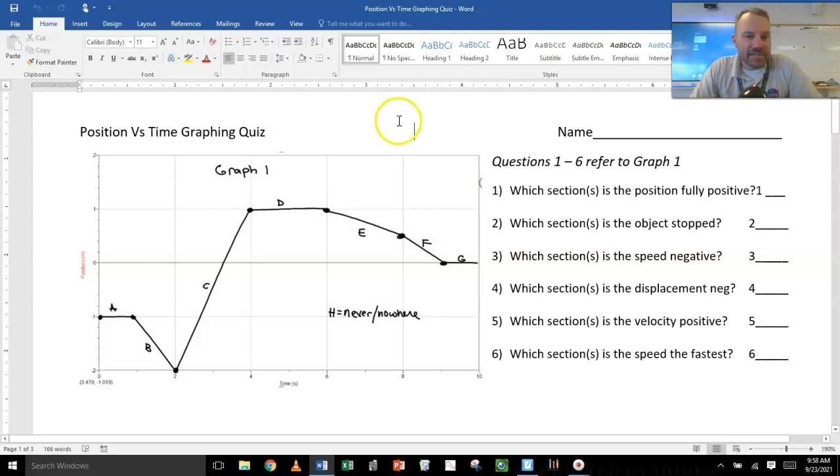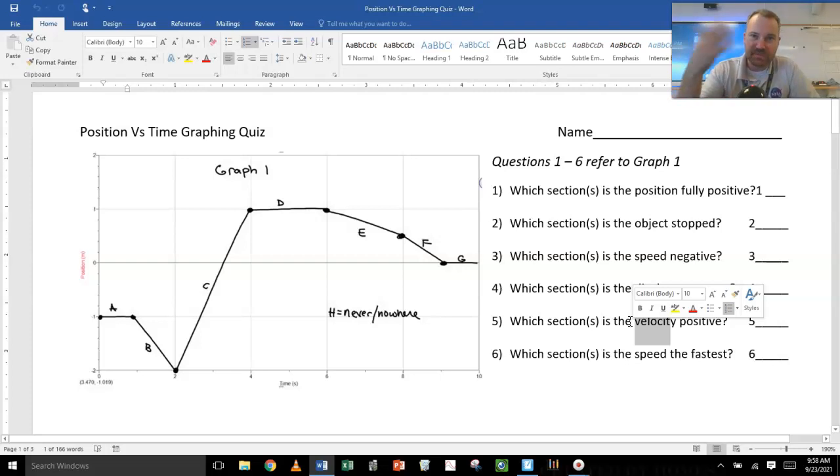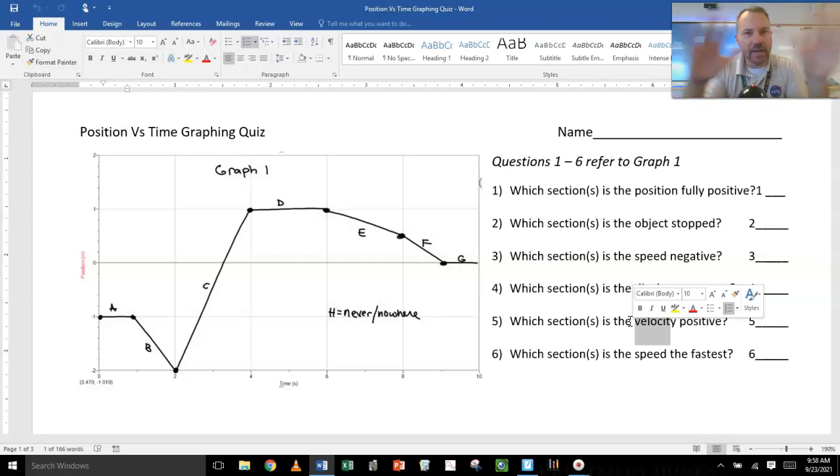A lot of it is just understanding what does the word position, what does the word stopped, when is speed, what is displacement, what is velocity. All these things have very specific physics meanings. And you're not quite sure about them right now, and that's okay. We're going to go through this together, and hopefully by the end of this, it makes a little bit more sense. And I'm going to give you another one.